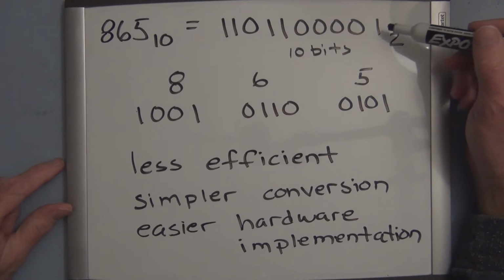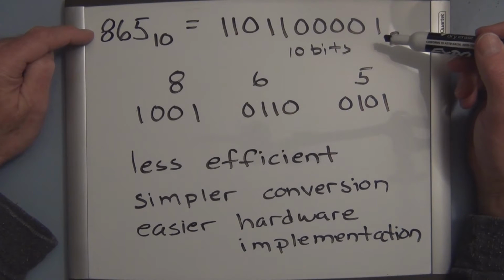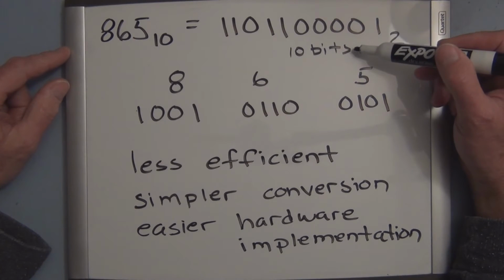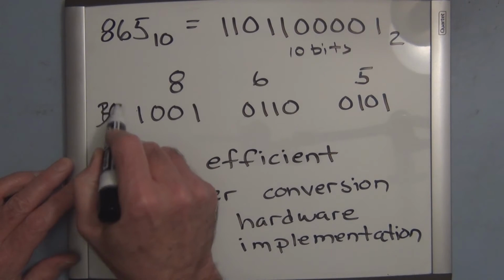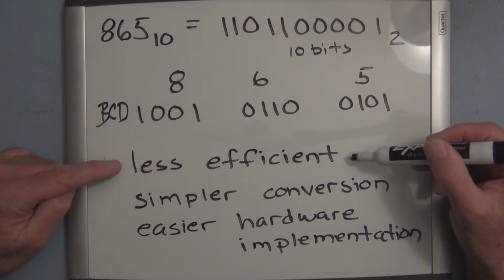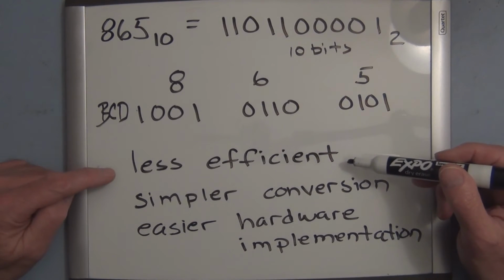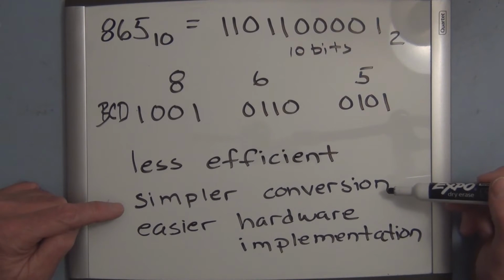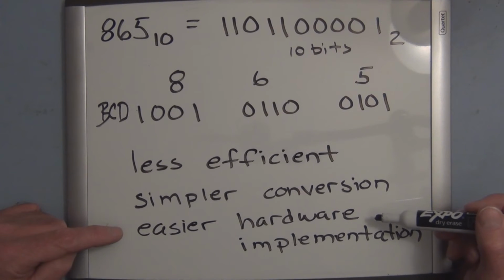Now, if you compare the straight binary code for the number 865 decimal, you'll notice it requires 10 bits, where the BCD code requires 12 bits. So it's less efficient because we don't use all of the 4-bit code groups available with a 4-bit code. It's less efficient, but it's simpler for the conversion process, and it's easier to implement with hardware.